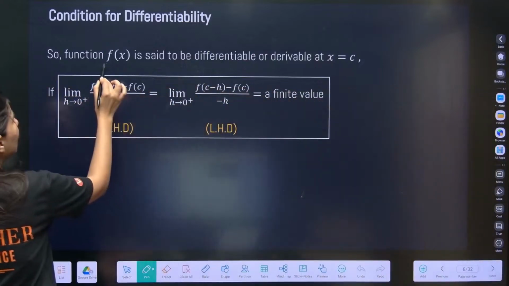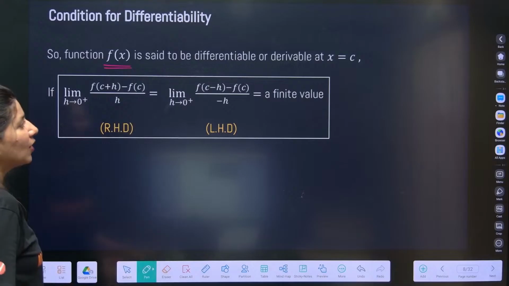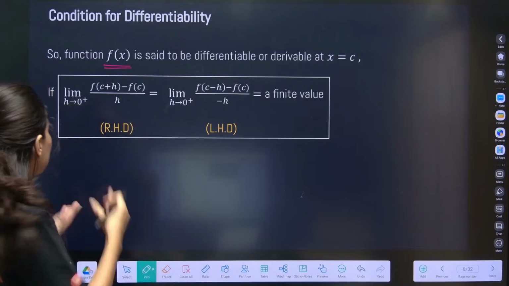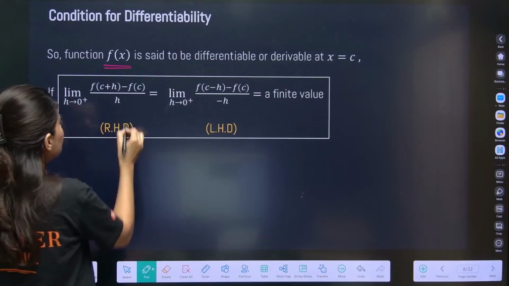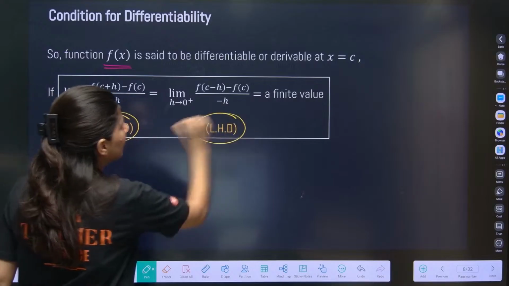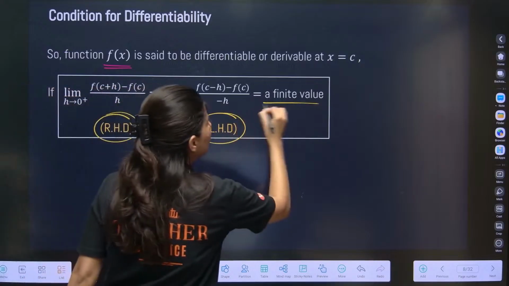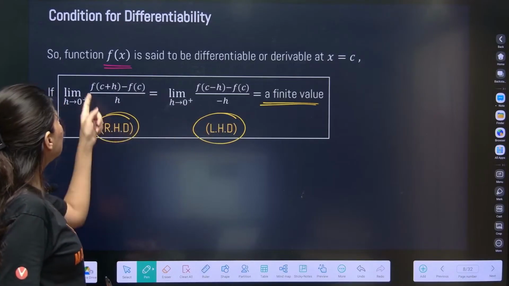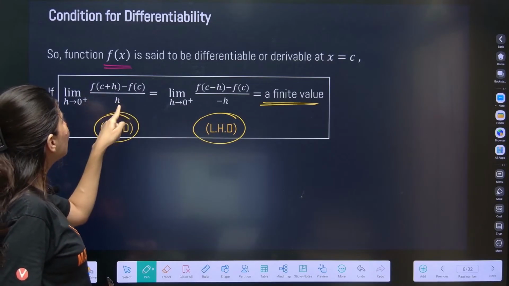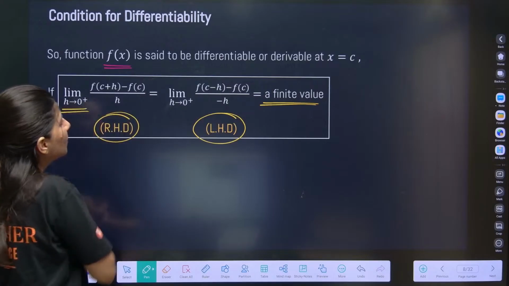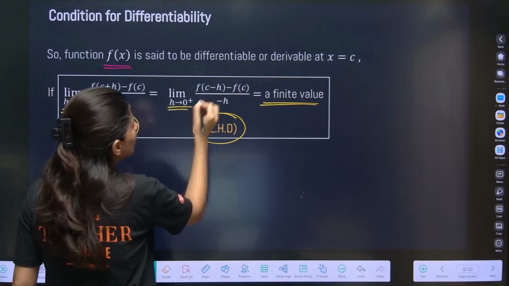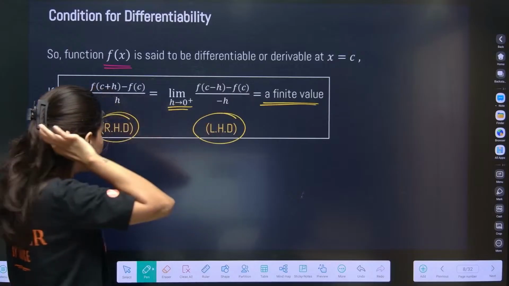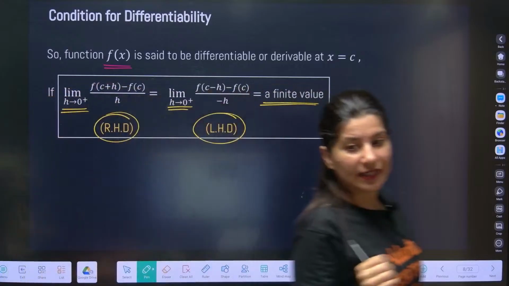The function f(x) is said to be differentiable or derivable at x equals c if its right hand derivative is equal to left hand derivative and that should be equal to a finite value. What is the right hand derivative? f of c plus h minus f of c upon h, with h tends to 0 plus. This is also h tends to 0 plus, f of c minus h minus f of c upon minus h. Clear? The formula is clear.